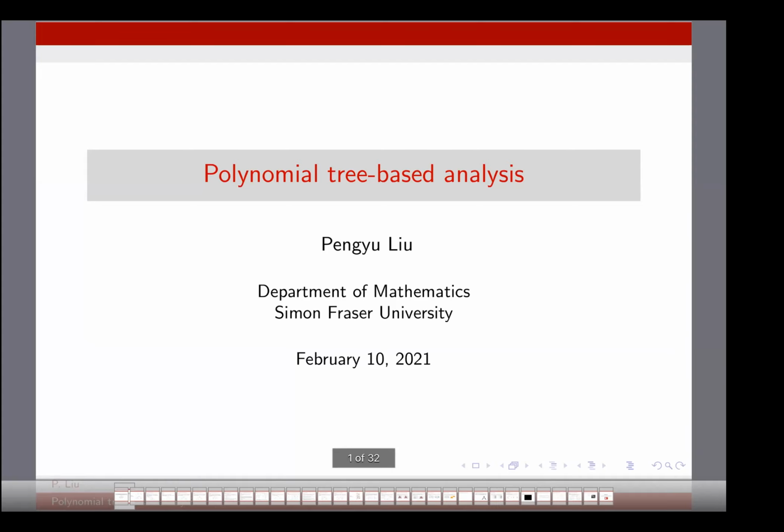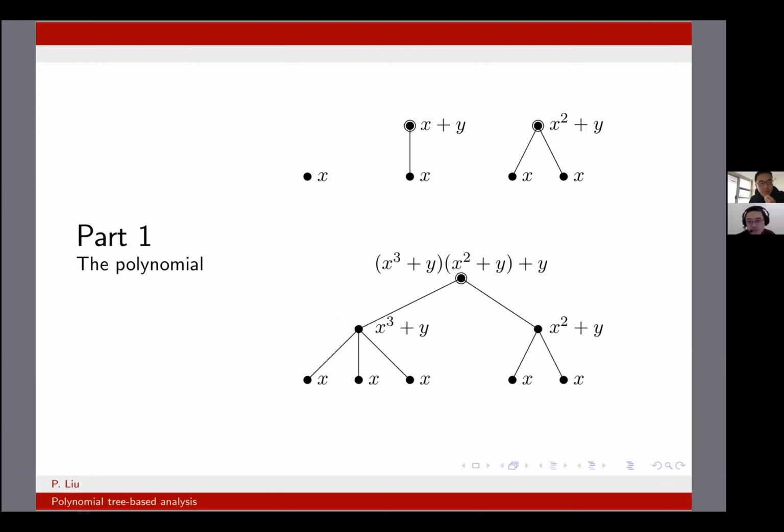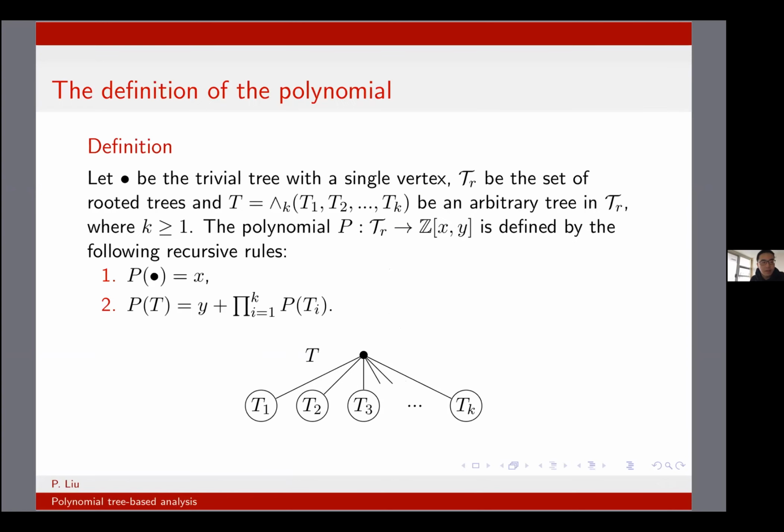All right. So the first part is I'll be talking about the definition of a polynomial and its properties and all the good things on why we like it. Right. So it is a graph polynomial, and it is defined recursively, like showed in this picture.